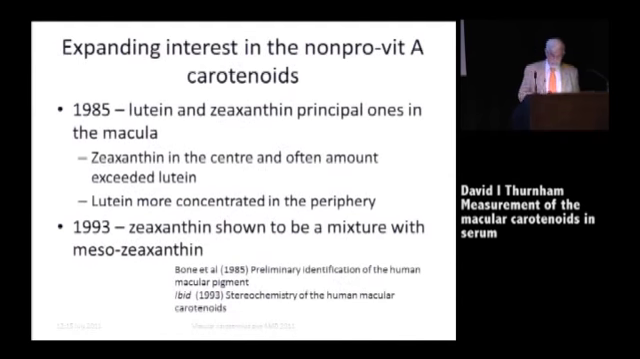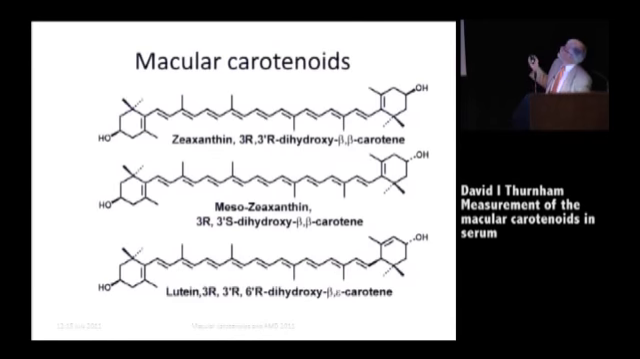Well, the expanding interest in the non-provitamin A carotenoids, generated by the work of Bone and Landrum in 1985 and 1983, stimulated us relatively recently to look more closely at these 2 compounds and to try and separate them. They did present problems. Again, you've seen this slide, so I won't go over it again. But just to mention that zeaxanthin and mesozeaxanthin are mirror images because of the asymmetry of this particular hydroxyl group, one coming out from the plane of the molecule and one going back from the plane of the molecule.